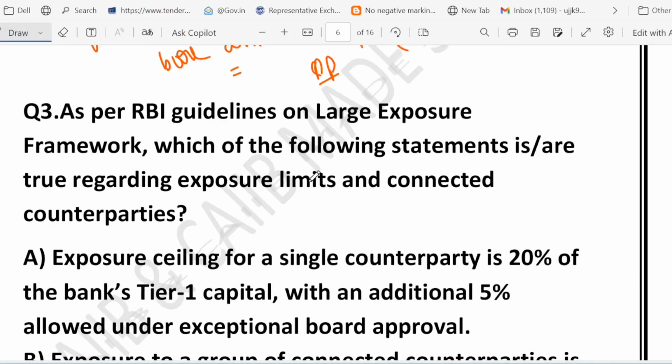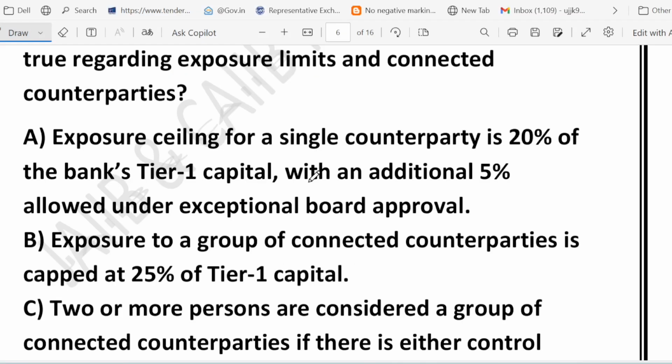So friends, basically the question is, which of the given statements are true about the exposure limit and the connected counterparty? So why did RBI create this rule? To avoid concentration risk. That means banks should not put too many eggs in one basket. If a single borrower or a group of borrowers fail, the whole bank should not collapse. That is the main role of concentration risk.